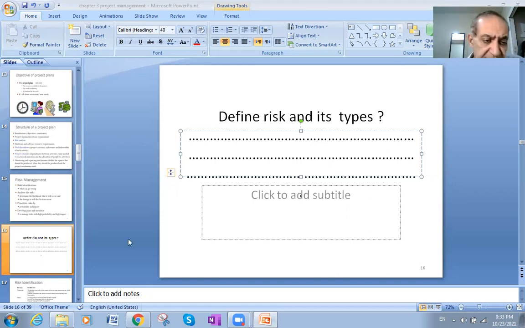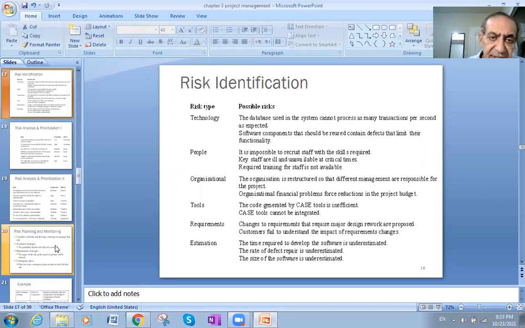Okay, that's very fine. So this was about the risk. Now, when we go to the next slide, the risks identification: the possible risks of the technology, what will happen. Those are the types of risk and what each risk leads to. Technology, the database used: the possible risk is that the system cannot process as many transactions per second as expected. So some of your transactions will not be done, or something happened to your laptop or your programming system, or you had hackers or spam or viruses. So those are all possible risks.